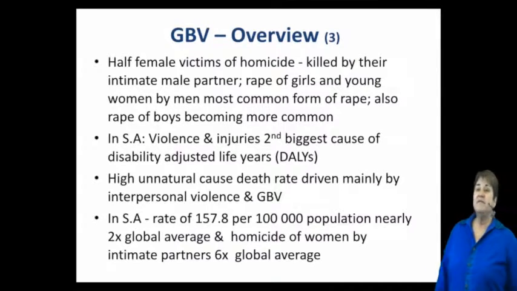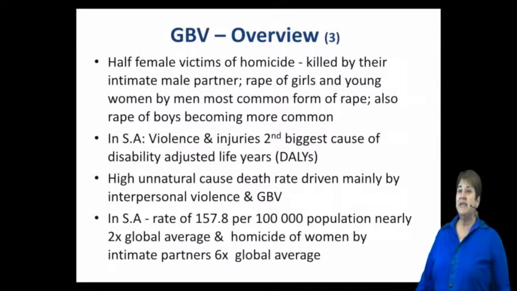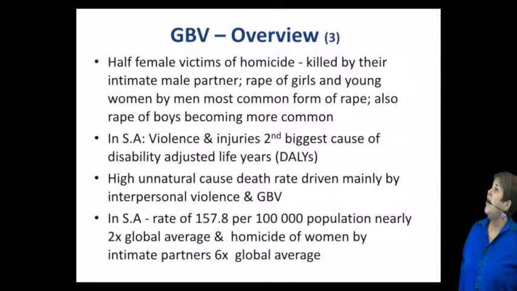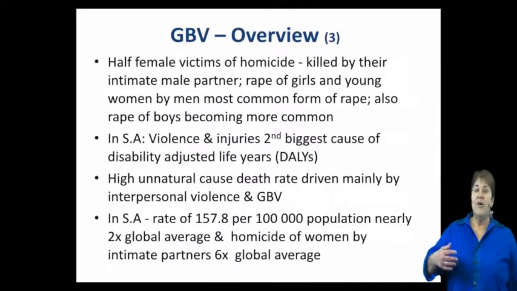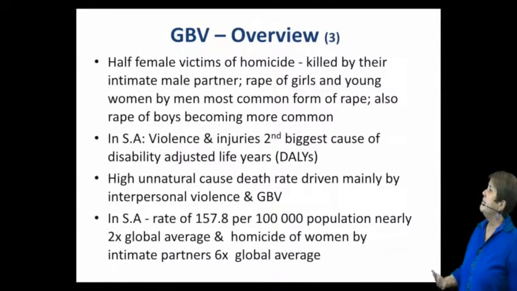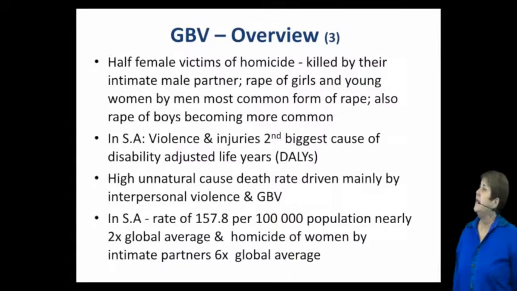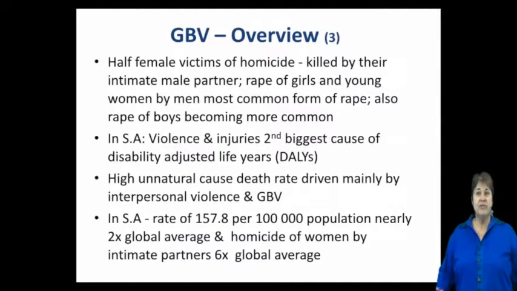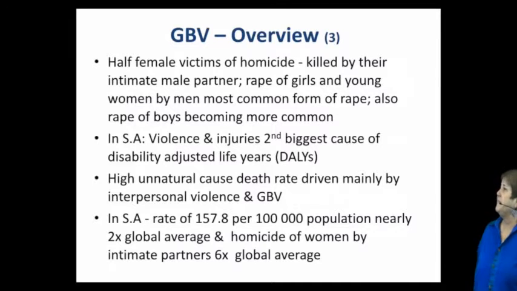Half the female victims of homicide, in other words, where a woman actually dies, are killed by their intimate partner. So of all the women who are murdered, half of them would have been killed by an intimate partner. Also, rape of girls and young women by men is the most common form of rape. Also, the rape of boys is becoming more common, so rape of children is a major problem.